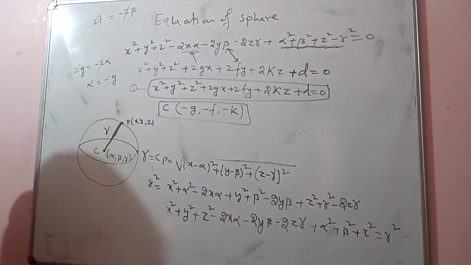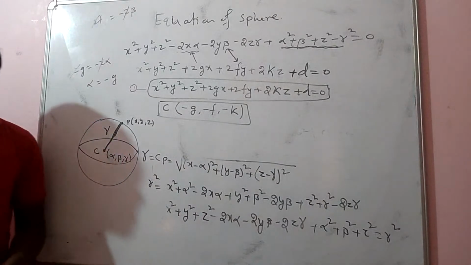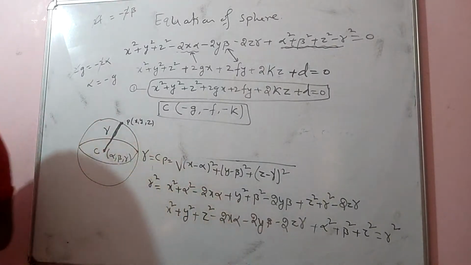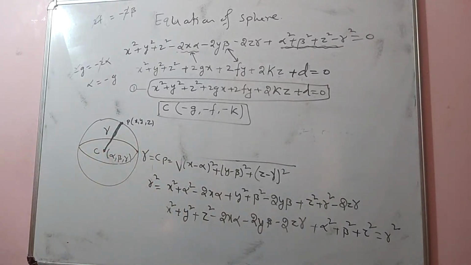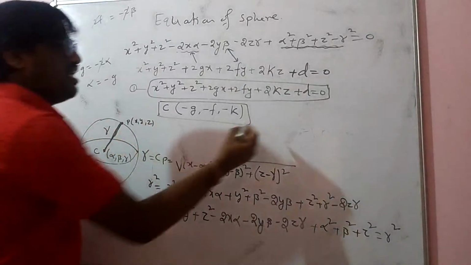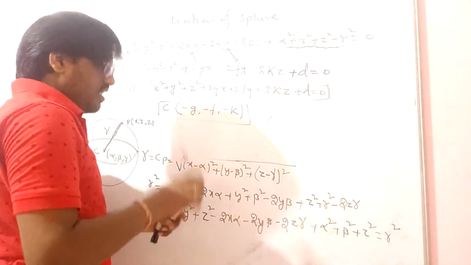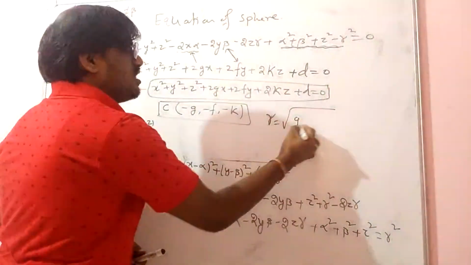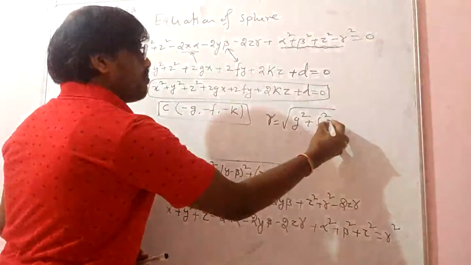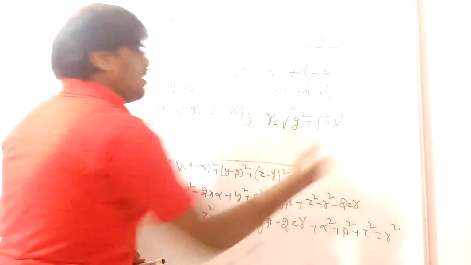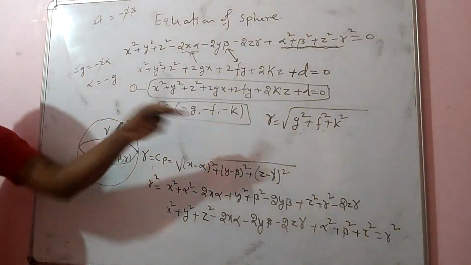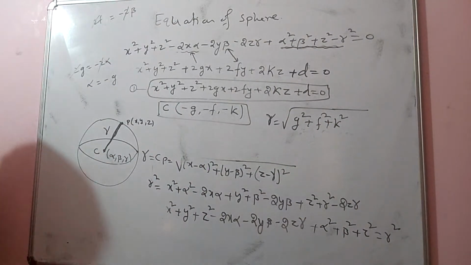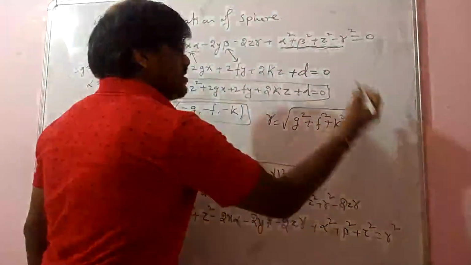And the radius of the sphere is what? Like in circles, the same way we can do it here also. I'm just giving you the formula. The radius of the sphere is equal to the square root of g square plus f square plus k square minus d.